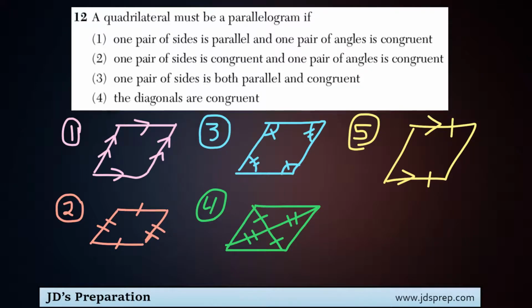In order to figure out this problem, you need to remember that there are 5 different ways to prove that a quadrilateral is a parallelogram. So I'm going to go over them with you. The first way to prove a quadrilateral is a parallelogram is just based on the definition. If both pairs of opposite sides are parallel, you would have a parallelogram.